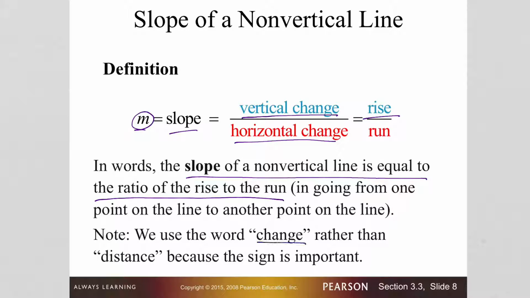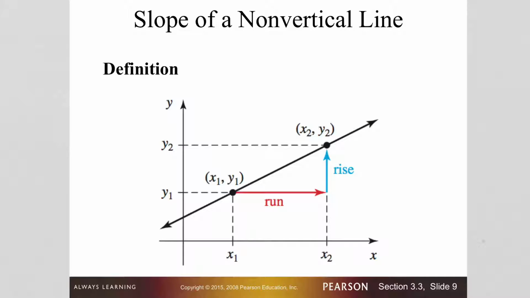We use the word change rather than distance because the sign is important. So yes, a positive slope is different than a negative slope, but the steepness could be the same, it's just we're talking direction then. Okay, so let's take a look at this. And notice how we keep saying non-vertical line. Vertical lines have a different slope. We will talk about that later.